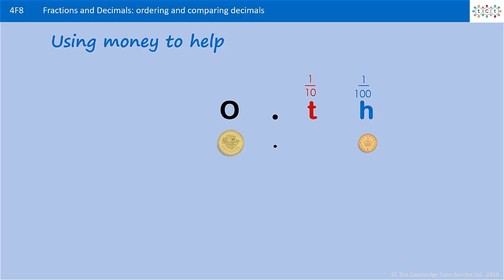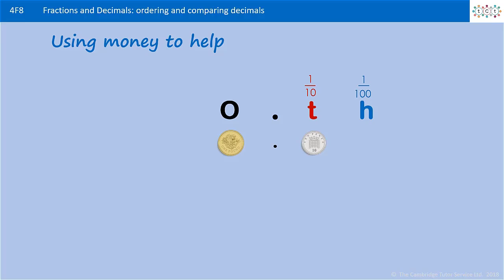The next 3 questions are for you to have a go at. Pause the video here if you'd like to have a go. We have £1, no 10 pences, and 1 1-pence. In money, that's £1 and 1 pence. As an ordinary decimal, that's 1.01. Again, pause the video if you'd like to have a go at this.